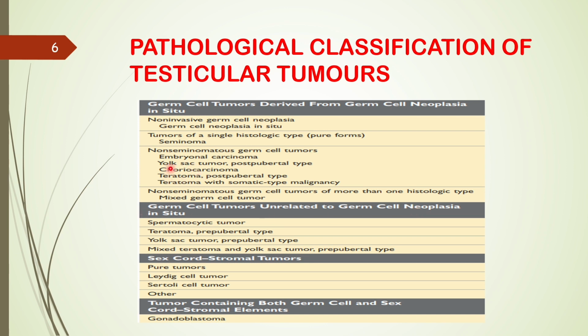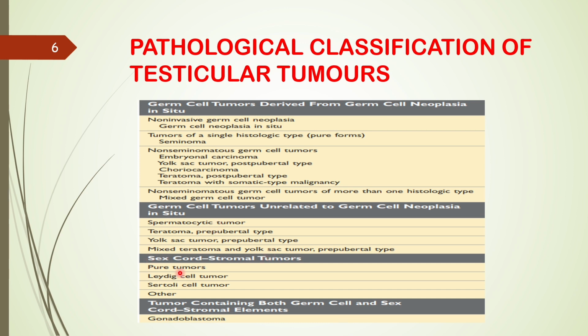But the post-pubertal yolk sac tumor and the post-pubertal teratoma will be included in a category that is derived from germ cell neoplasia in situ. Alright, so in a nutshell, which are the germ cell tumors? So that is the seminoma, embryonal carcinoma, yolk sac tumor, choriocarcinoma, teratoma, and spermatocytic tumor. These are the germ cell tumors.